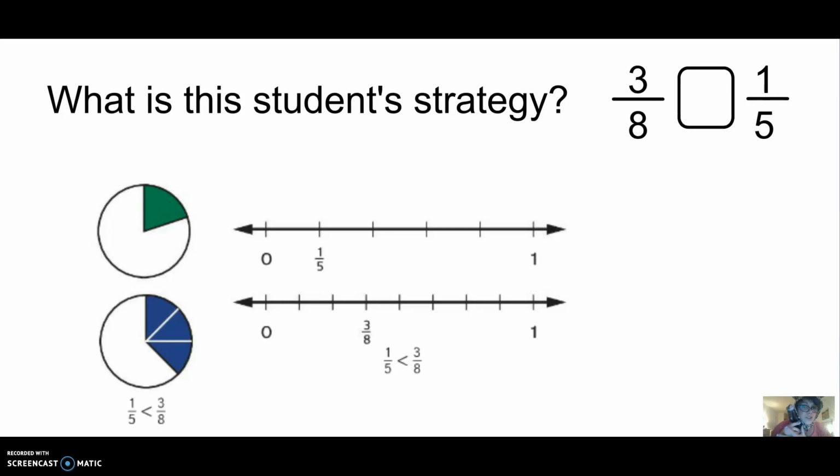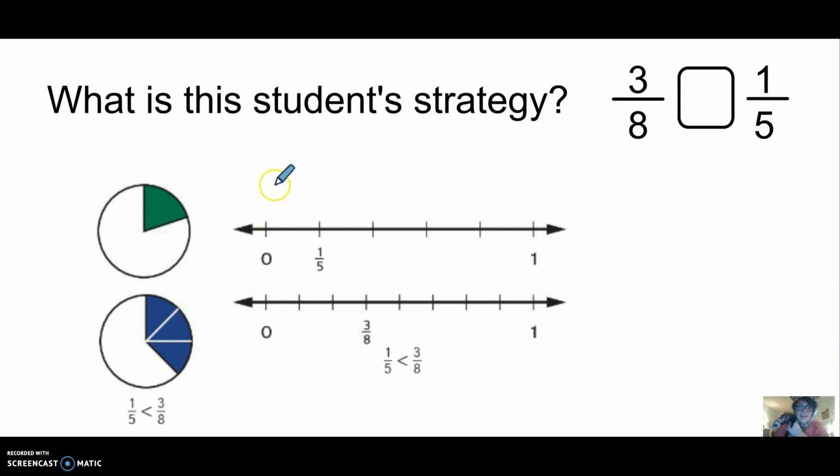One more student. What's this student's strategy for comparing 3/8 and 1/5? Using fraction circles, we know that we can see the amount of the one whole that's shaded. This is my 1/5, and this is my 3/8. And by looking at the shaded portion, I can see that the shaded portion of 3/8 is larger than the shaded portion of 1/5. So 1/5 is less than 3/8.